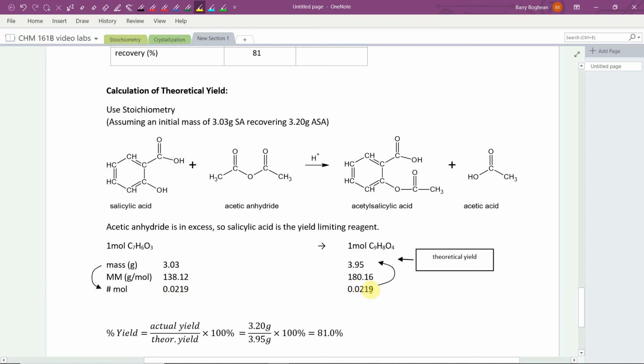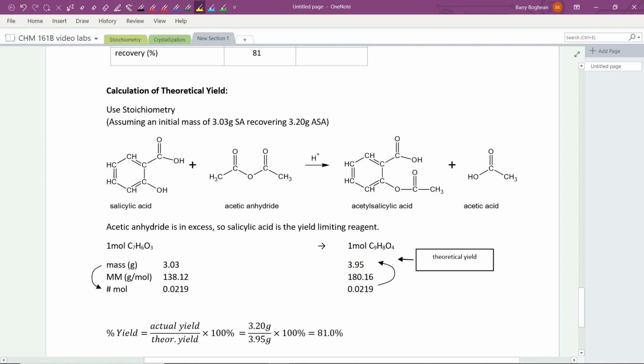How do we get grams from that? Well, multiply moles times grams per mole gives us grams. So 0.219 moles of ASA times its molar mass will give us the theoretical mass of ASA. That's not what you recovered, that's what you calculate.